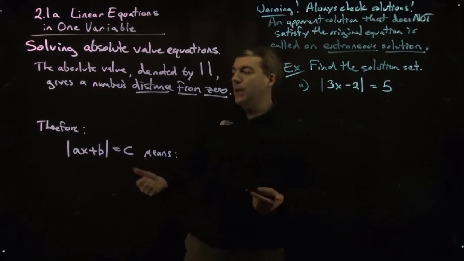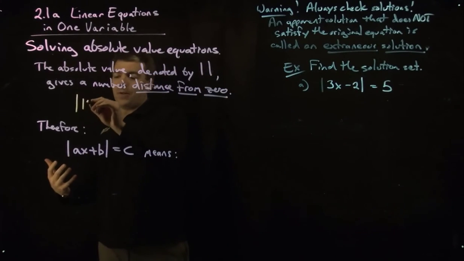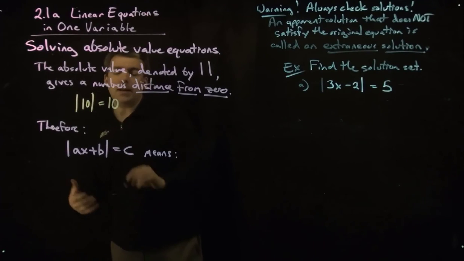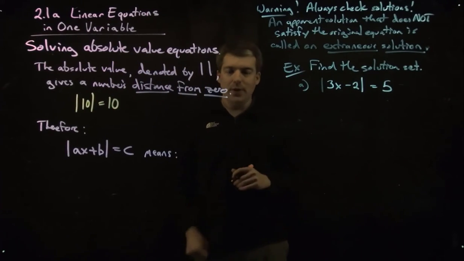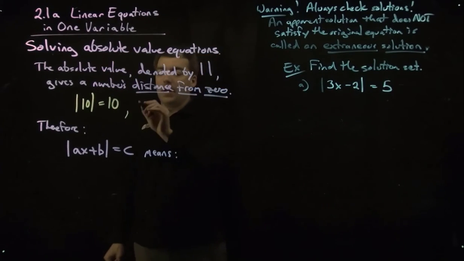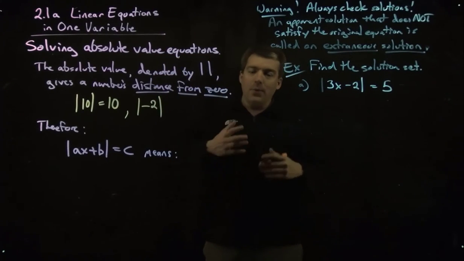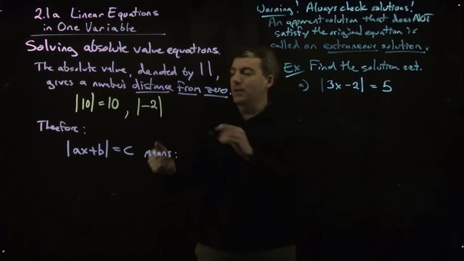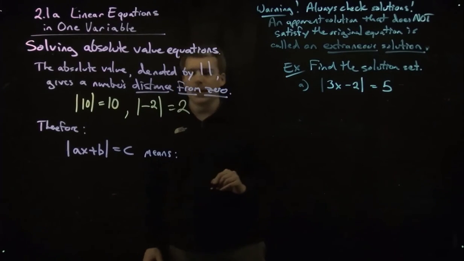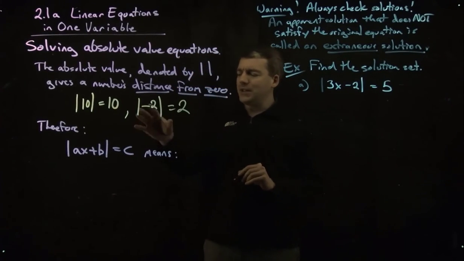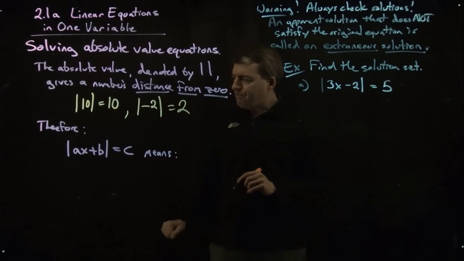So for example, if we were interested in the absolute value of 10, that is 10, because 10 is 10 units away from 0. If we wanted the absolute value of -2, well, -2 is 2 units away from 0, so that would be 2. All right, well, how do we translate this into equations?